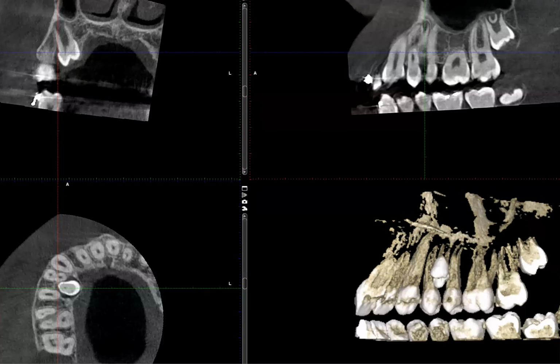Hello, everyone. I'm excited to share with you a case where a patient has a supernumerary located palatal to tooth number 4 and 5.